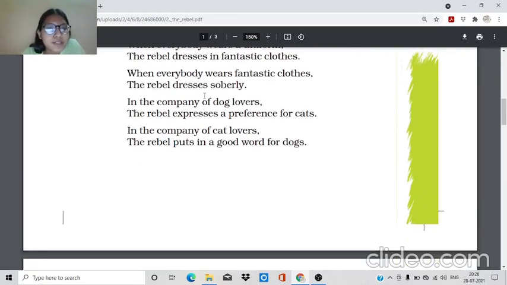In the company of dog lovers, the rebel expresses a preference for cats. However, in the company of cat lovers, the rebel puts in a good word for dogs. So, what do you think? Is the rebel a dog lover or a cat lover? Neither. The rebel is neither a cat lover nor a dog lover. What he does is, in a situation where everybody loves cats, he will say that he loves dogs. However, in a company where everybody loves cats, he will say dogs are good too.